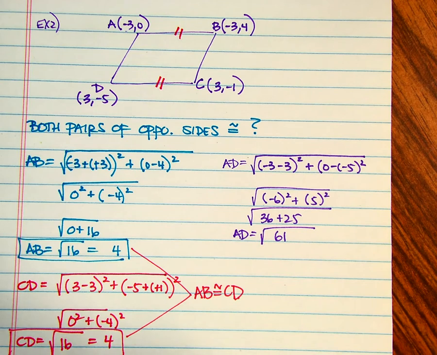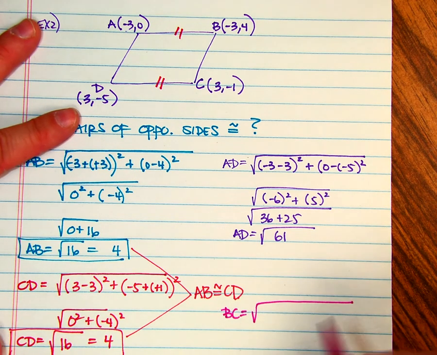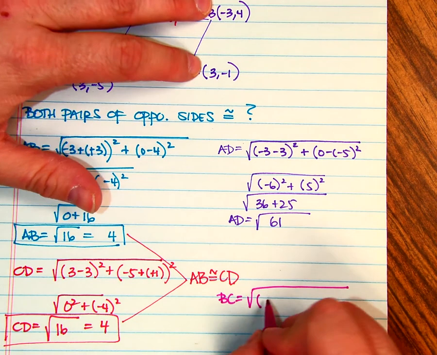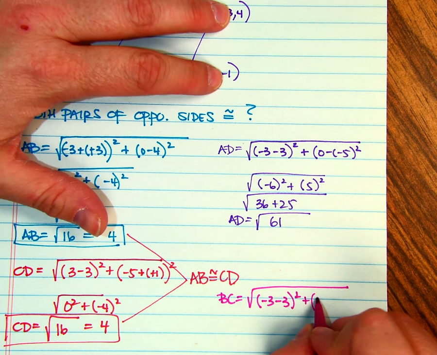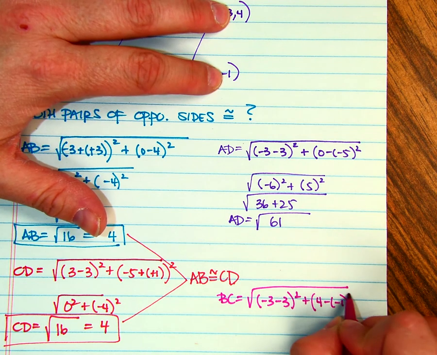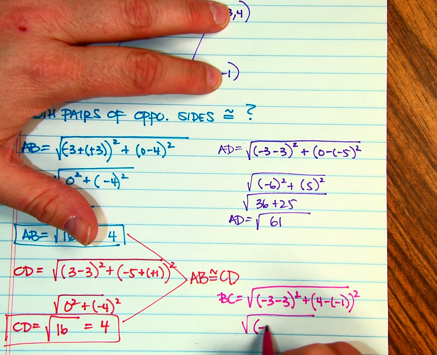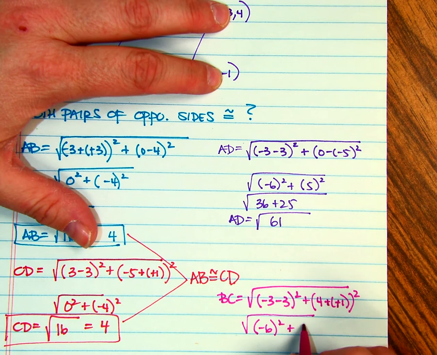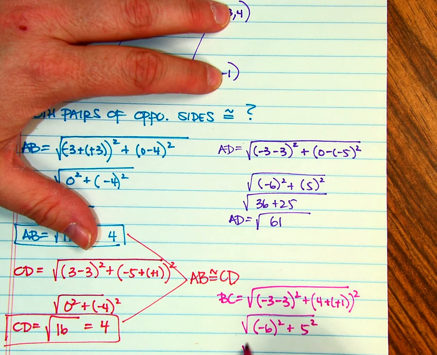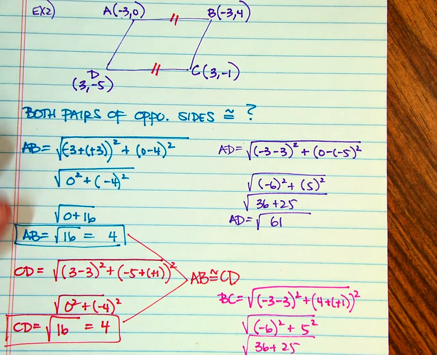So I need to find the length of BC. So BC equals the square root of -3 minus 3, squared, plus 4 minus -1, squared. -3 minus 3 gives me a -6 squared. Minus a negative is plus a positive, so I get 5 squared. Right back to 36 plus 25, so BC equals the square root of 61.